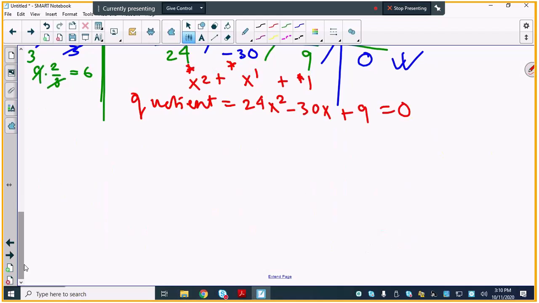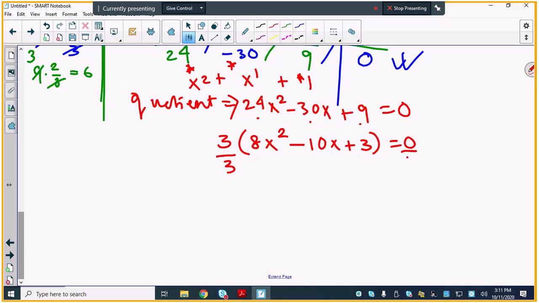So one thing you can do, if you observe that all three of 24, negative 30, and 3 has 3 as a common factor, you can divide by 3 and make the numbers a little smaller. So then divide both sides by 3 and you get 8x squared minus 10x plus 3 equal to 0. Now what? I'm going to factor, so I multiply 8 and 3.